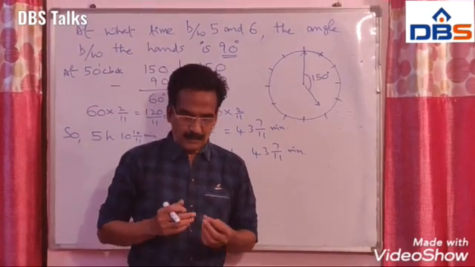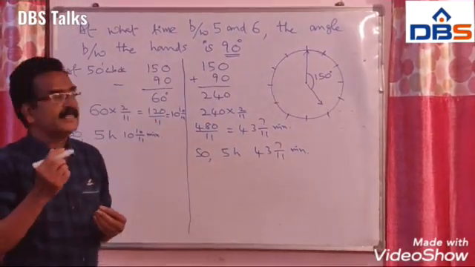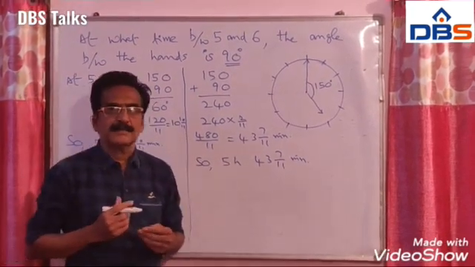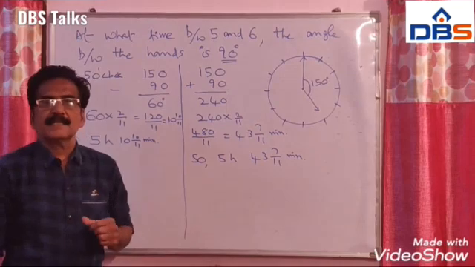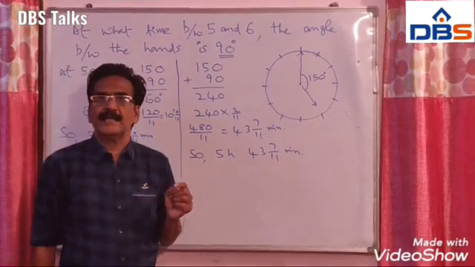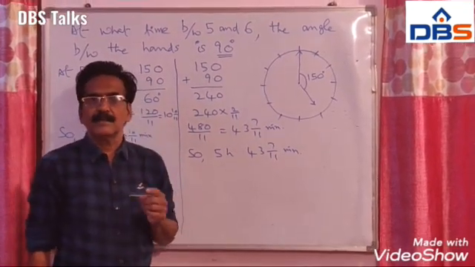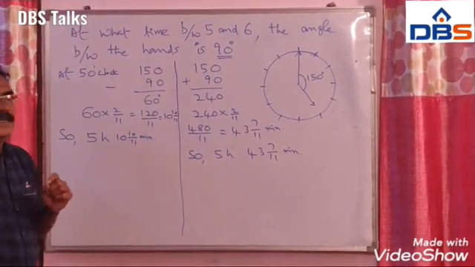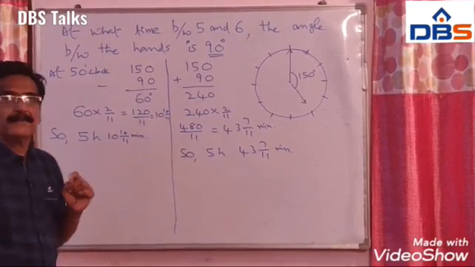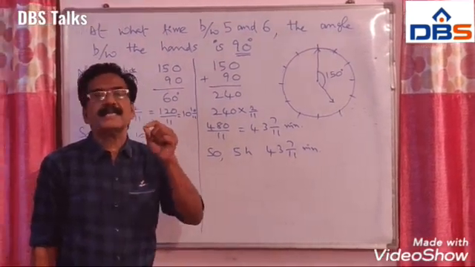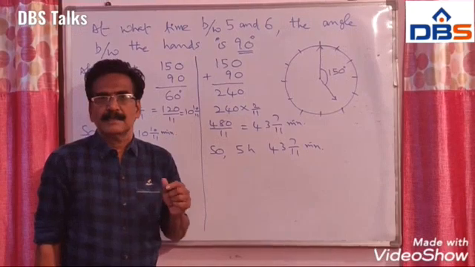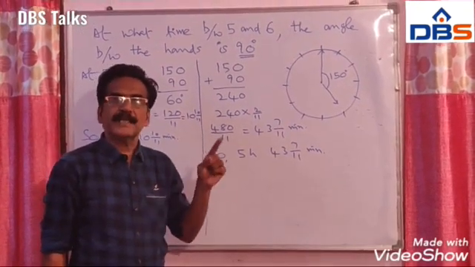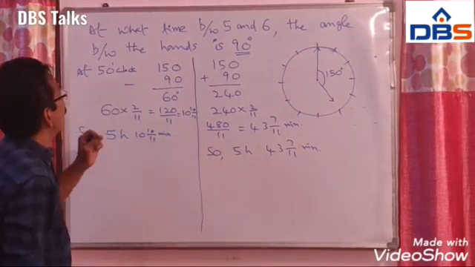Friends, morning. In our last video in clocks, we discussed how to find the angle between the hands of a clock at a given particular time, right? Today we find the time when the angle is given. At that particular angle, what could be the time? The problem is this.